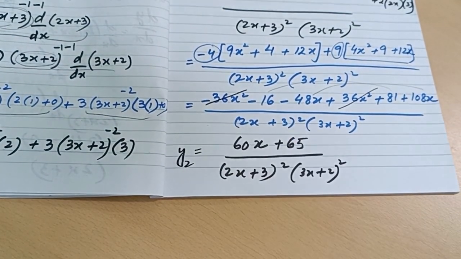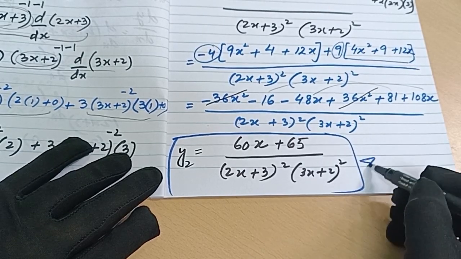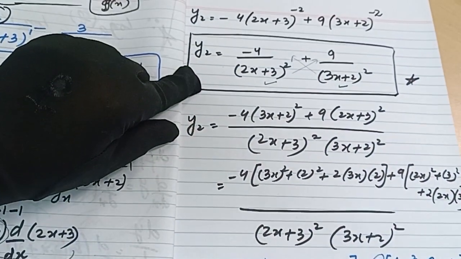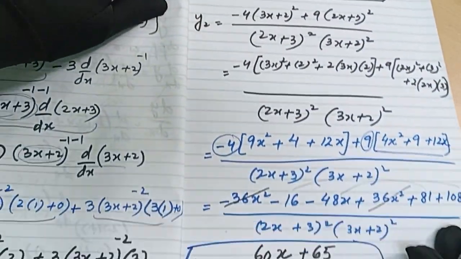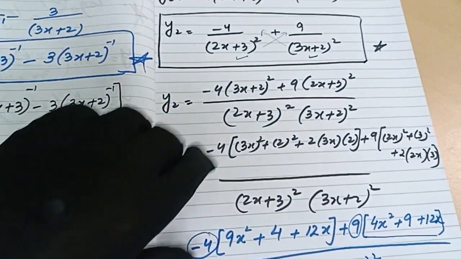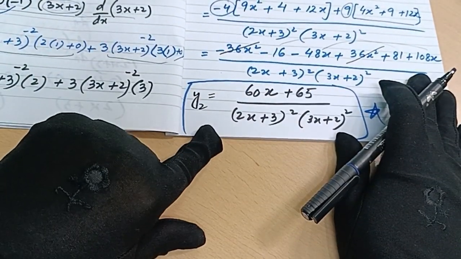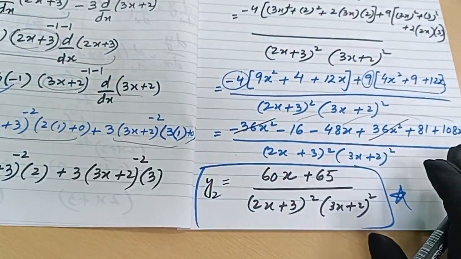If you write it in one term, this represents the answer in a single term. Otherwise, stay at the earlier form; the second derivative is done. All this algebraic manipulation you are doing only to combine these two fractions and take a single fraction for the answer. So thank you so much.